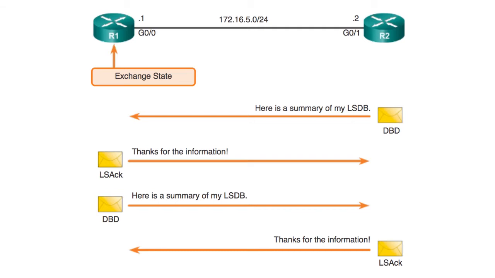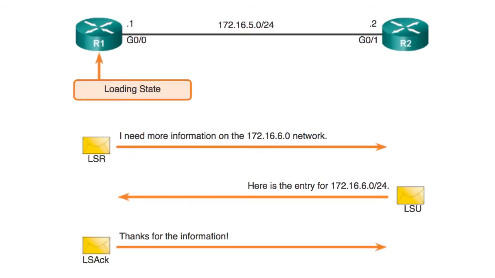Each LSA entry header includes information about the link state type, the address of the advertising router, the link's cost, and the sequence number. The router uses the sequence number to determine the newness of the received link state information. Then, router 1 compares the information received with the information it has in its own link state database. If the database description packet has a more current link state entry, the router transitions to the loading state.